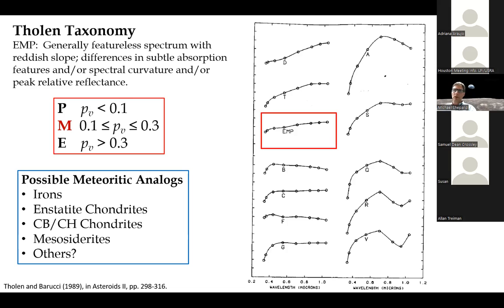And this was consistent with laboratory analogs, spectral analogs that included the iron meteorites, enstatite chondrites, some of the high iron carbonaceous chondrites, the CB, CH classes that we have been intrigued by the last few years, and then the mesosiderites. And I'm sure there are others as well that I haven't mentioned, but those are the big four, I guess, that have been used as possible analogs for this class of asteroid.